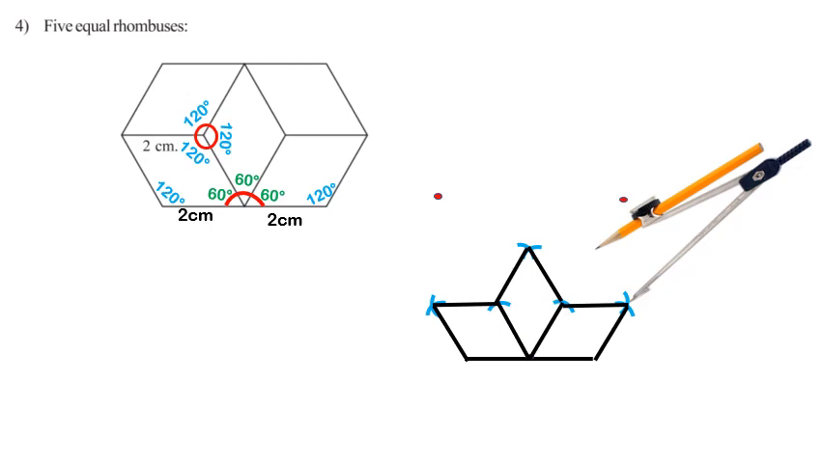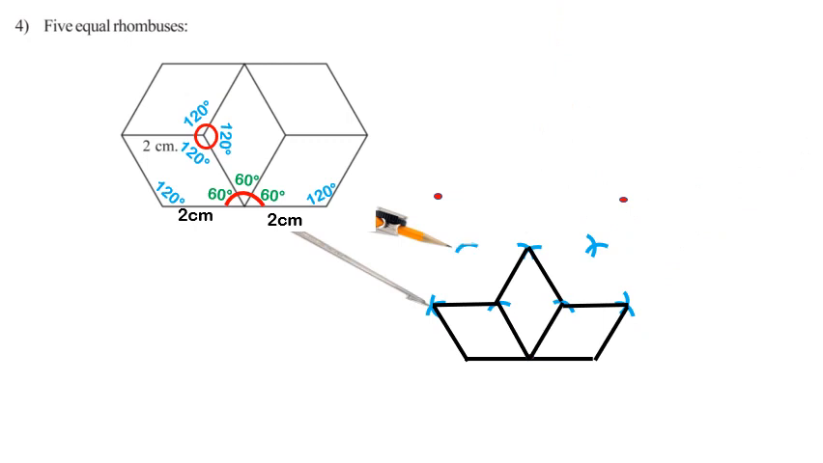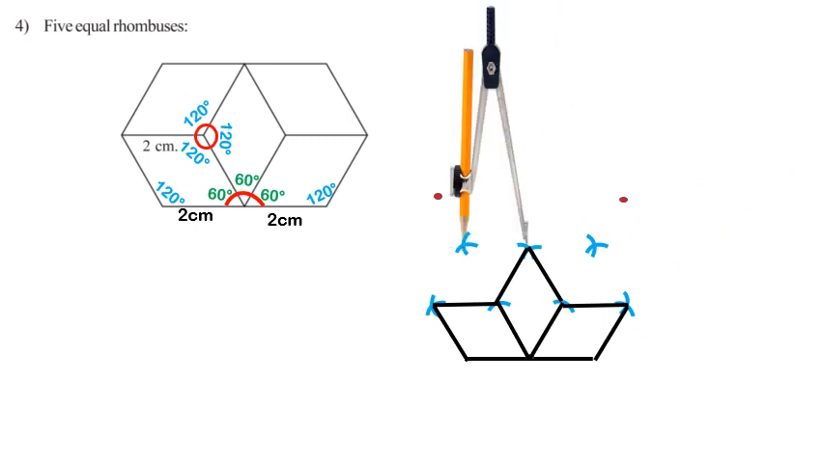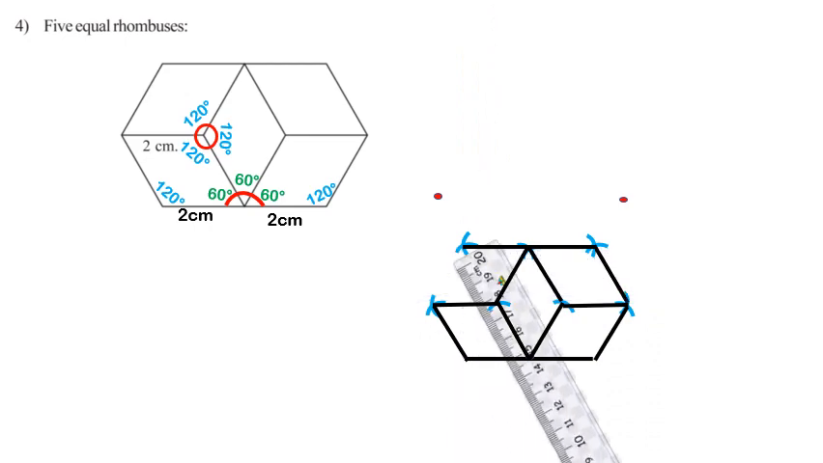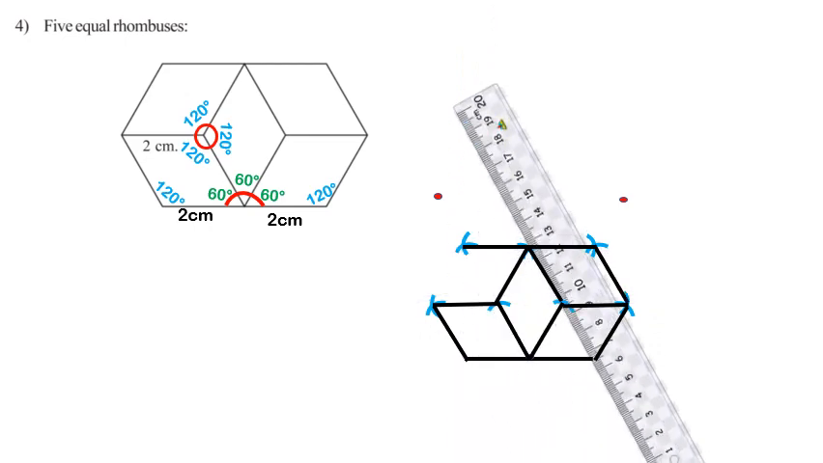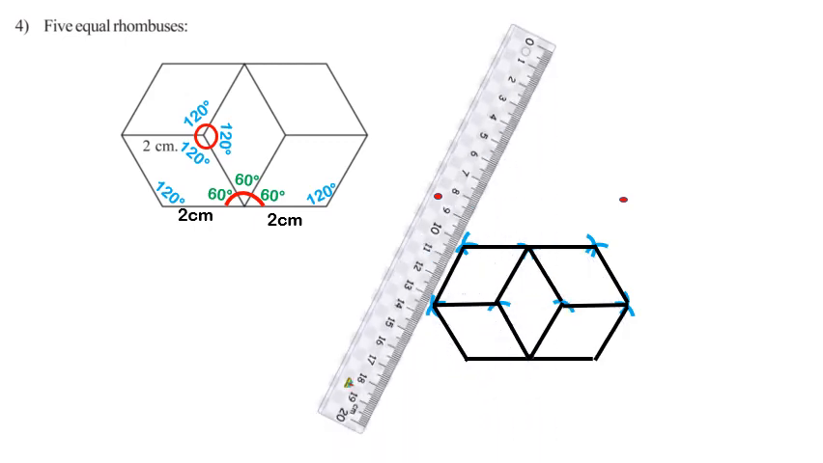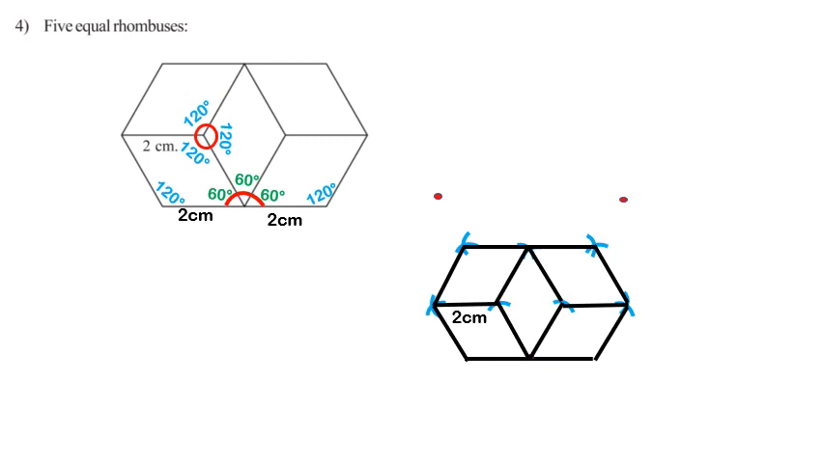Then again take 2 cm in our compass and draw arc from vertex of these rhombuses. Like this. Then join these intersecting points by using our ruler and complete these rhombuses as shown in the question. Then we get the required figure of 5 equal rhombuses.